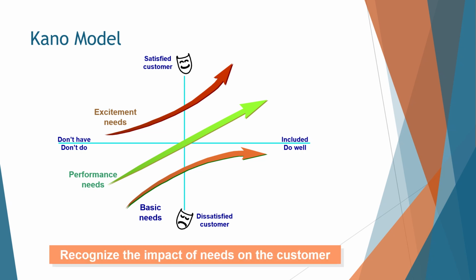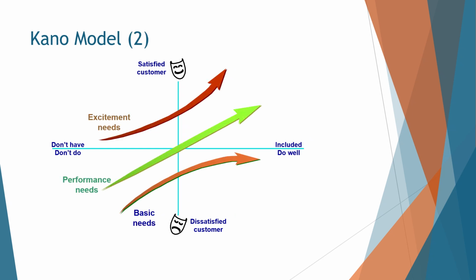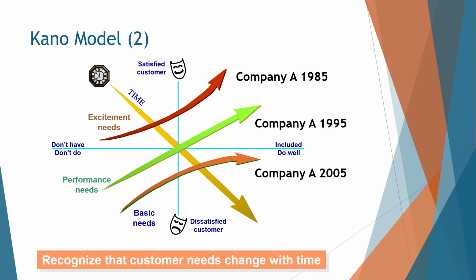Recognize the impact of needs on the customer. Kano model. We have excitement needs, basic needs, and what category each of them falls in. So take a moment to look at that. And time. Company A in 1985, Company A in 1995, and Company A in 2005. Recognize that customer needs do change with time.